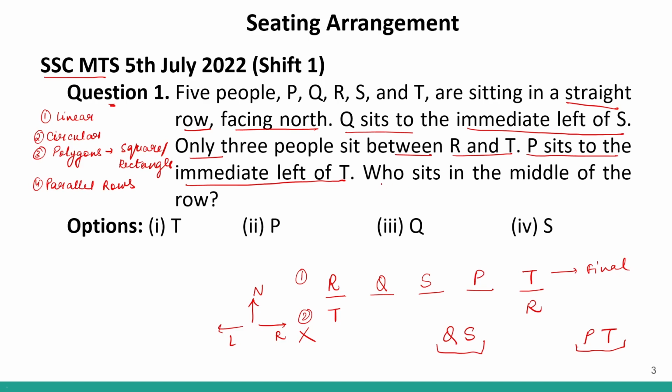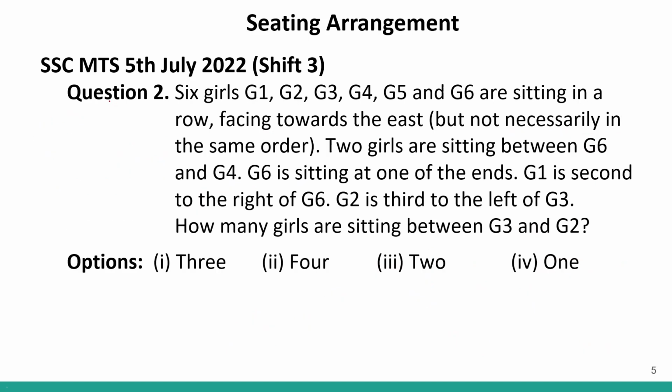The question asks who sits in the middle of the row. So 1, 2, 3, 4, 5. Middle of the row will be at the 3rd place, and at the 3rd place we have S. So my answer will be option number 4, S. Clear? Moving on to question number 2.